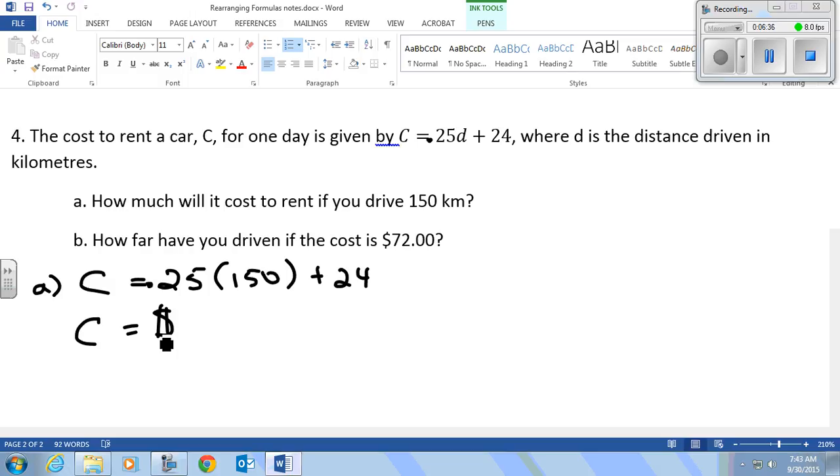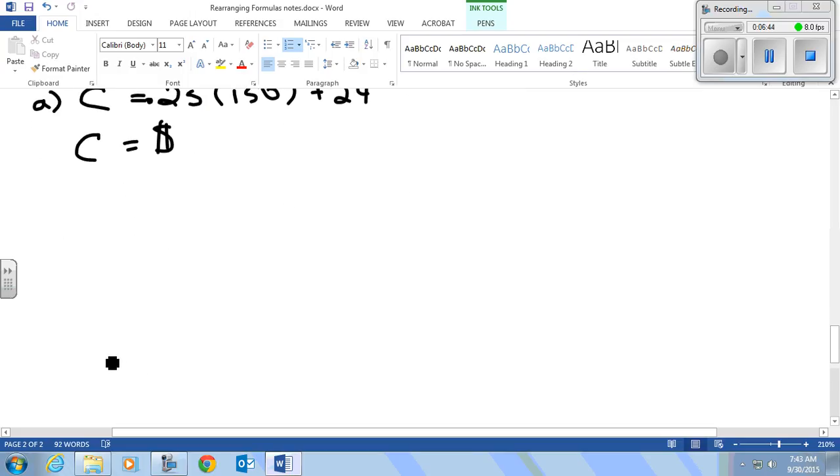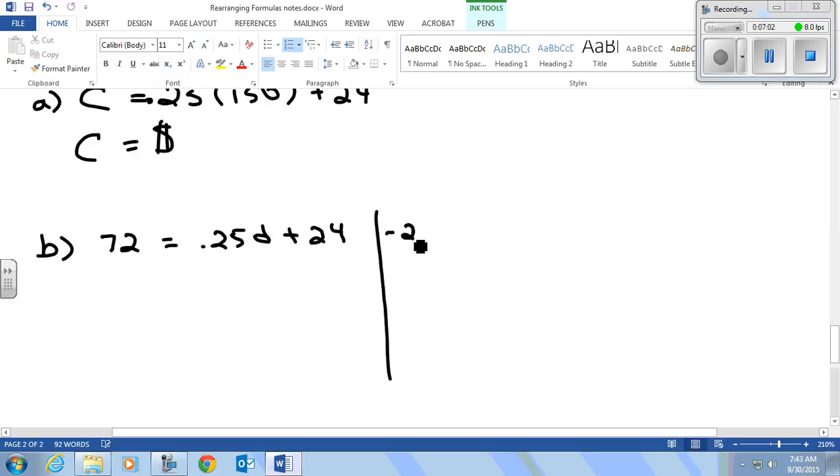And then let's look at question B. How far have you driven if the cost is $72? So there's two ways that you could do that. One would be just to put the cost in at $72 equals 0.25D plus 24. And then we could work to get D by itself. So we'll subtract 24 from both sides. 72 minus 24 is 48 equals 0.25D. And then we'll divide both sides by 0.25.